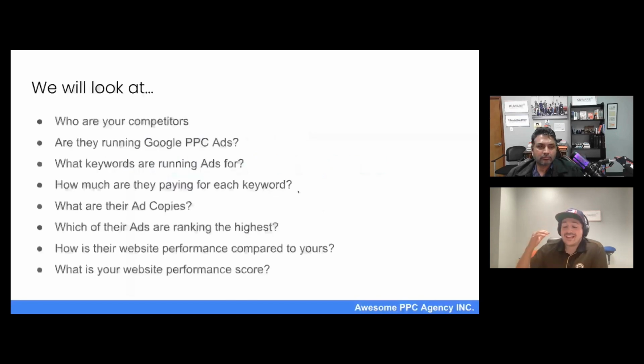So within any presentation, you want to start with explaining where you're going with things, right? So you kick it off: here's what we're going to be looking at. Who are your competitors that are dealing with FOMO? Are they running Google PPC ads or not? What's the opportunity? What keywords are they running ads for? What does the competition look like? How much are they paying for each keyword?